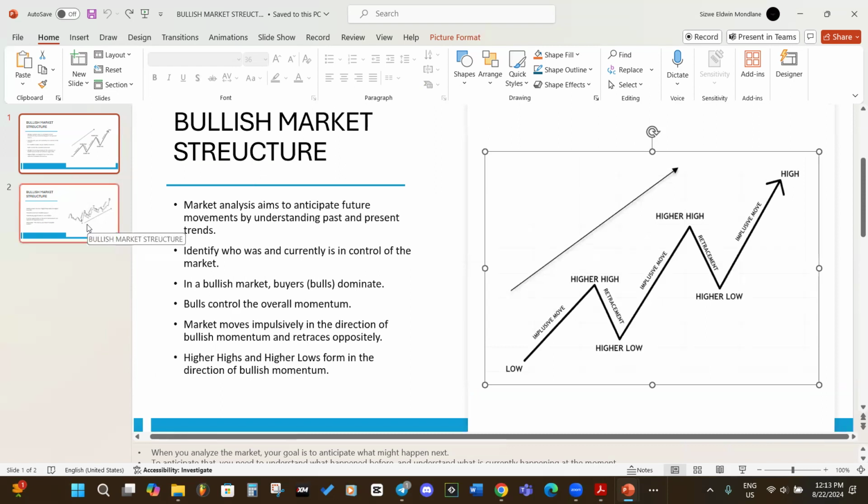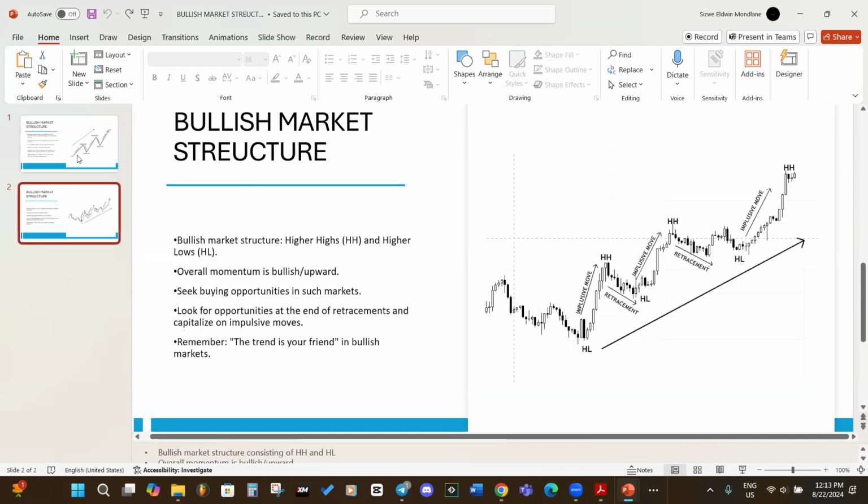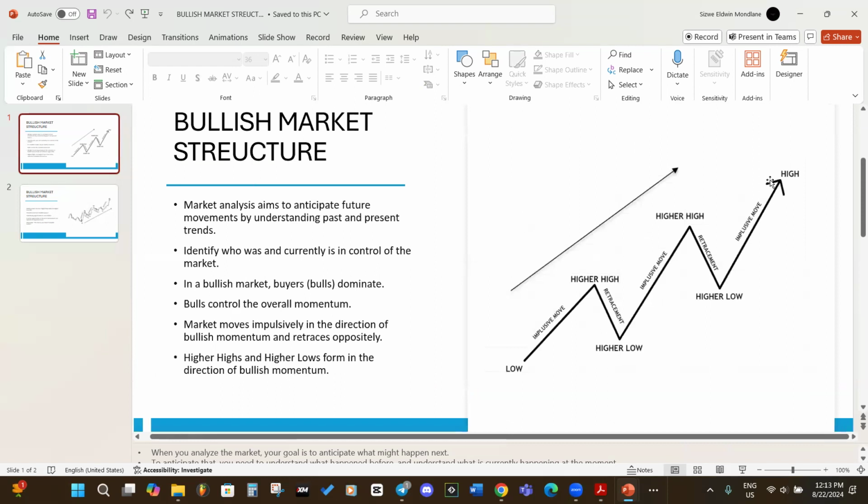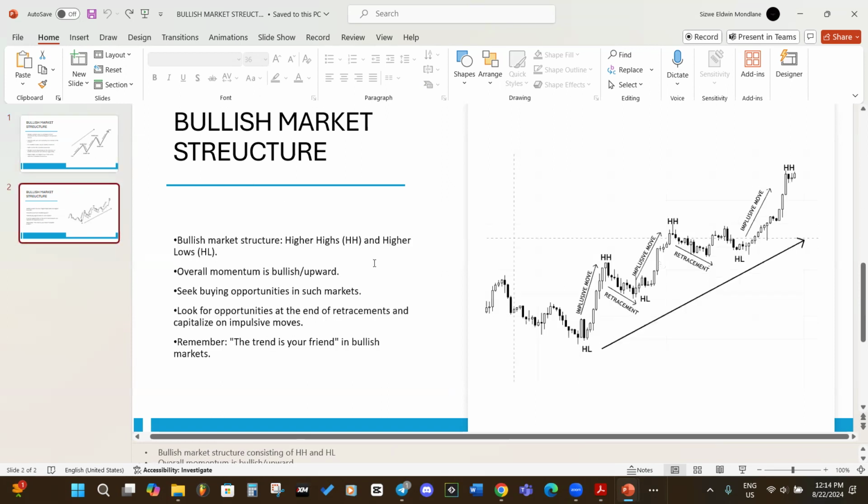In this case bulls are in control. When you're analyzing the market and you see this, you want to be looking for buying opportunities. You don't want to be looking for selling opportunities, because sellers will just be short term in this case. You stand a greater possibility of your trade winning.